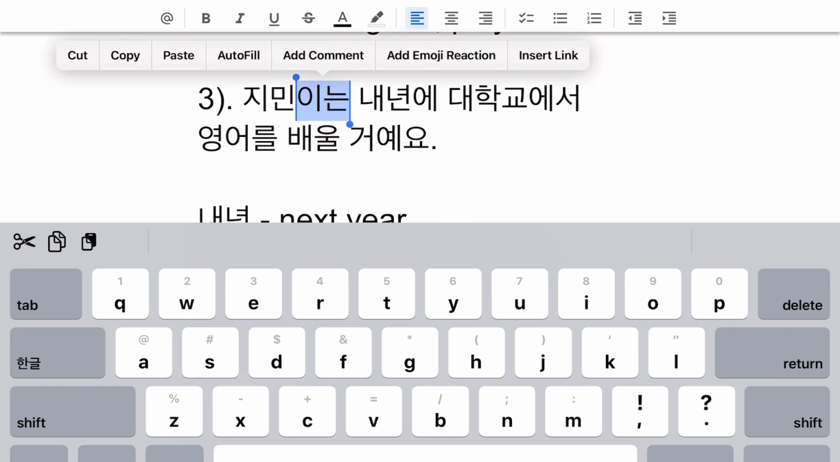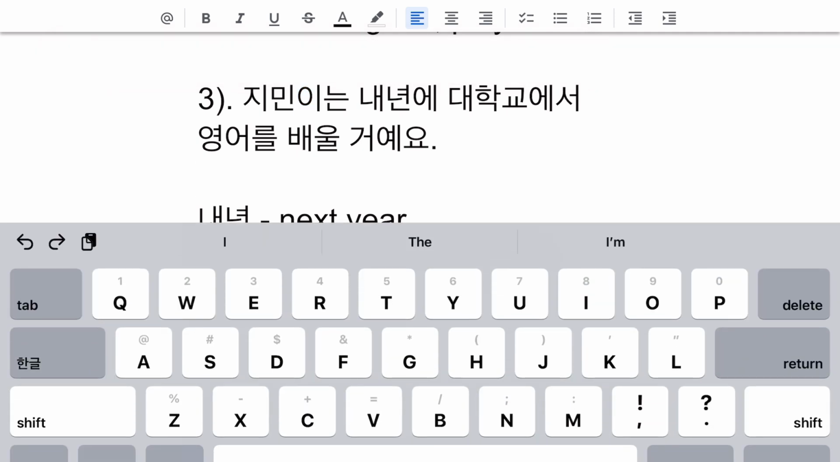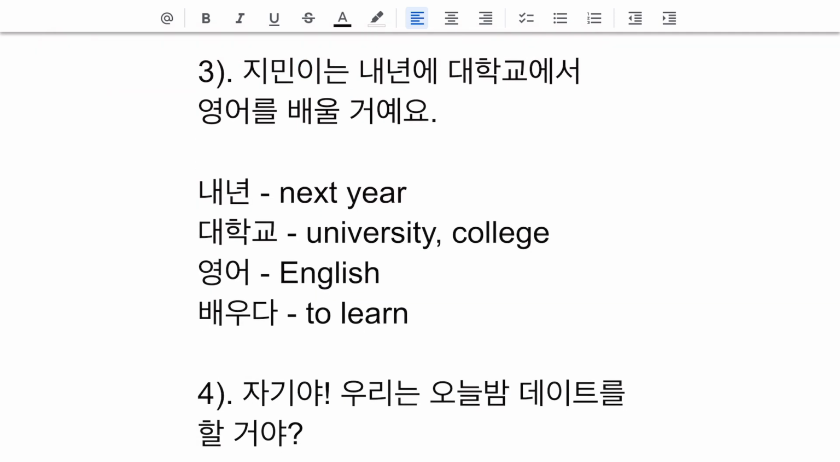이는, 지민이는. If you've seen things in Korean, you might hear them call someone's name and add an E to it. Jiminy or Jimina, they might add an A to it. We're not going to say Jimina, though. That's only when you're only saying that one person's name.